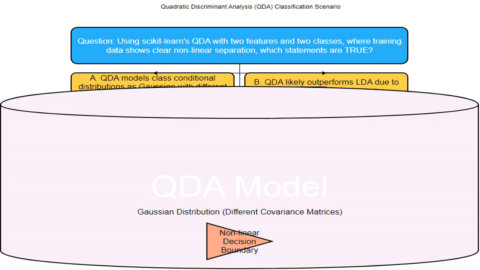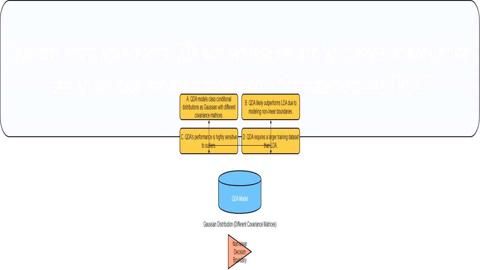Let's recap quadratic discriminant analysis, QDA. It's a classification technique that assumes each class's data follows a Gaussian distribution, bell curve. The key is that QDA allows each class to have its own unique shape and spread. This lets it handle situations where classes aren't linearly separable. The classes are not easily separated by a straight line. Statement A is true because, as we've discussed, QDA does exactly that. Each class gets its own Gaussian distribution, characterized by its own covariance matrix. This allows for flexible modeling of class shapes.